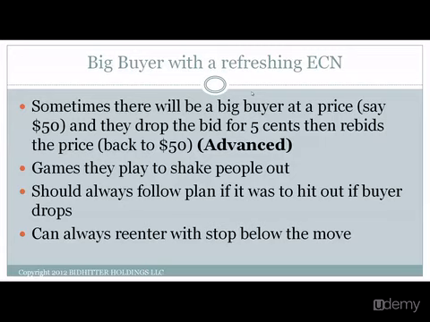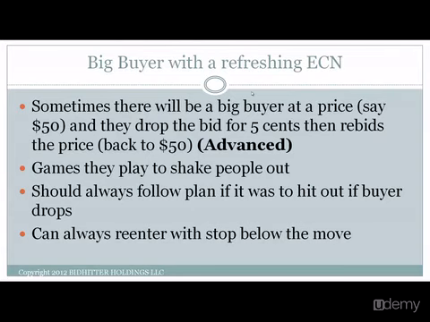And you should always follow your plan. If your plan was to get out if he drops, you should definitely hit out. But you could always re-enter the trade with a stop below the move. This is a more advanced technique, and we're going to keep it very basic and fundamental. But it's just something I wanted to talk about.